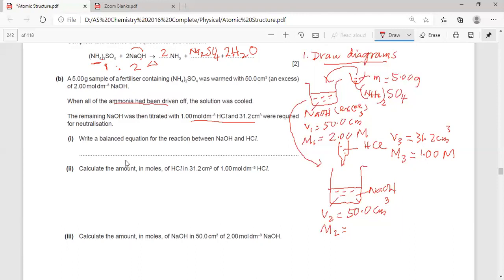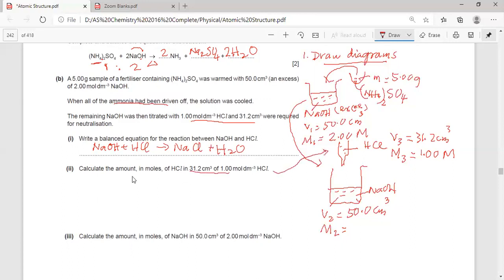Right? So now balance the equation, very simple. NaOH plus HCl gives you, of course, salt and water only. The word only is very important. Okay, count the amount of moles of HCl in here. That means this is the one in here.